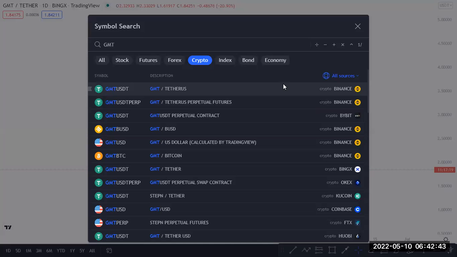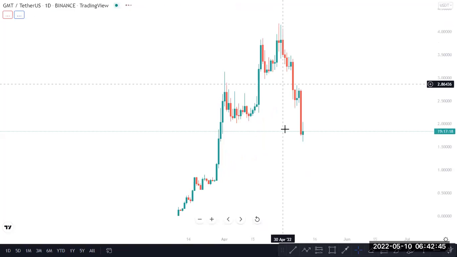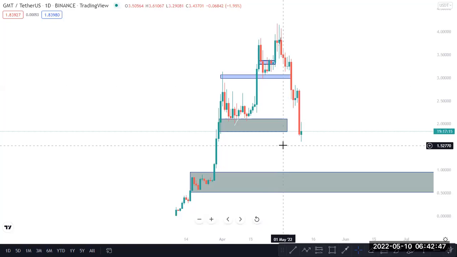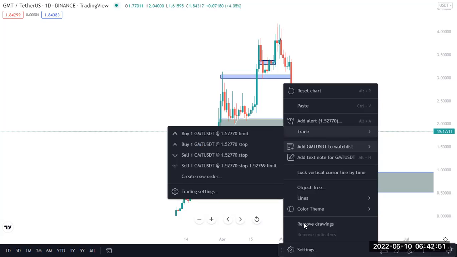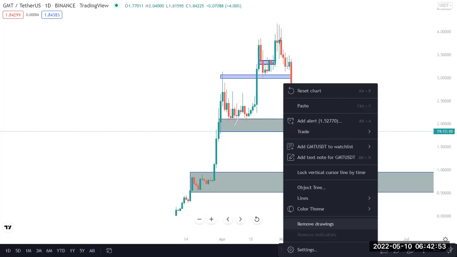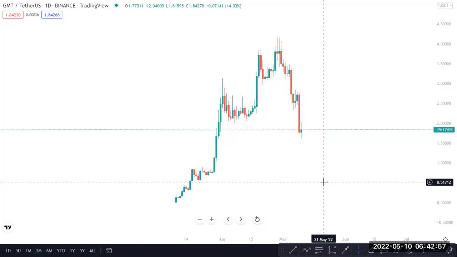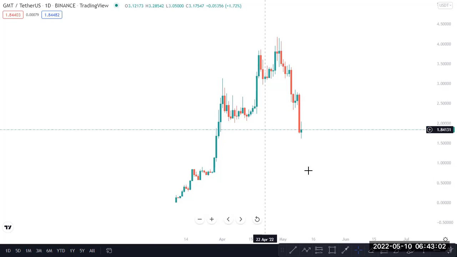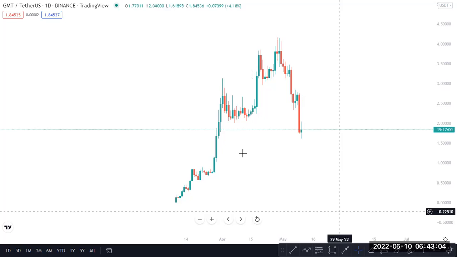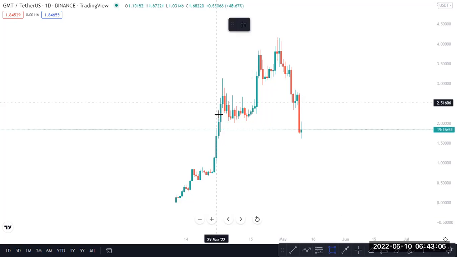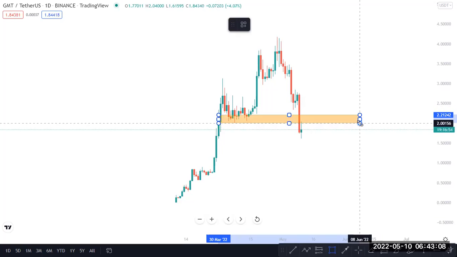Okay. Let me delete all drawings. Right, okay. So this is GMT, guys. You can see that we're going up, and we just broke this lower low here, right? We just broke this swing low here.